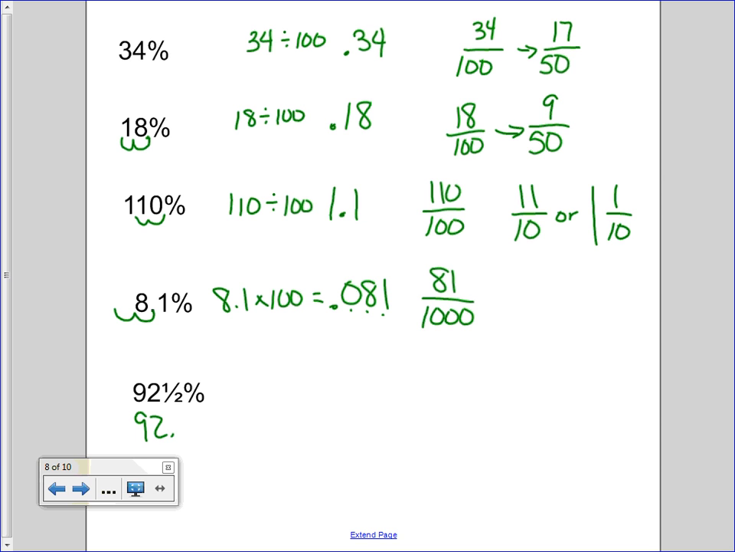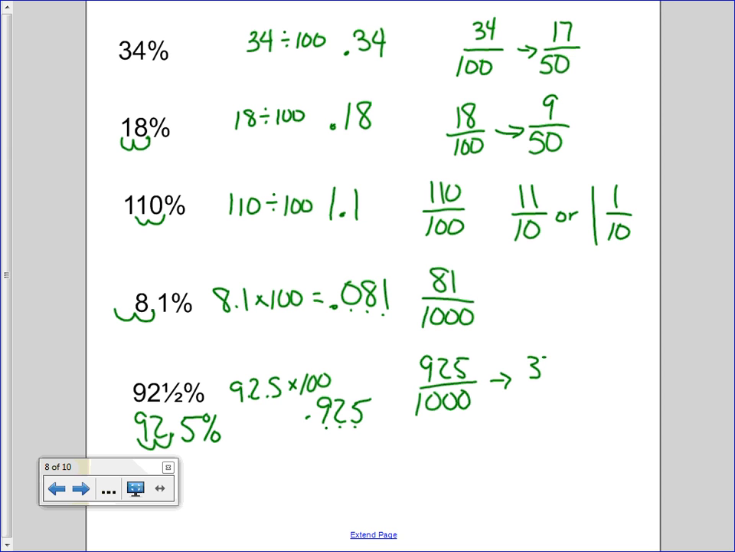92.5%. I'm going to change this into a decimal so I can see it better. 92.5 is 92.5. Move the decimal point back 2, or take 92.5 times 100, and we're going to get 0.925. So then we put 925 over tenths, hundredths, thousandths, and we can simplify that down to 37 fortieths.